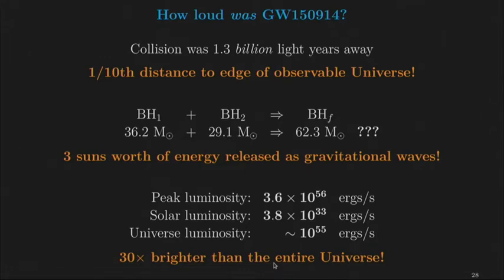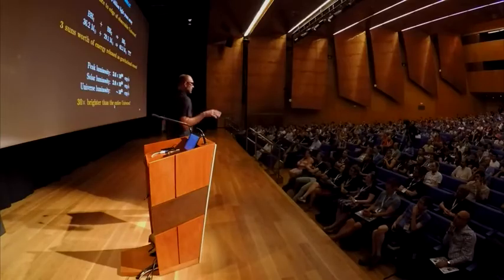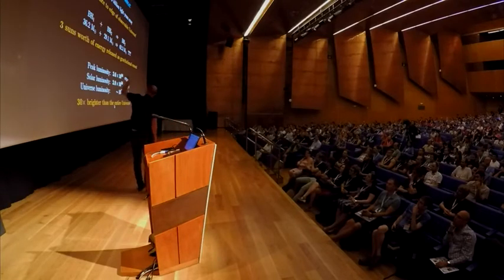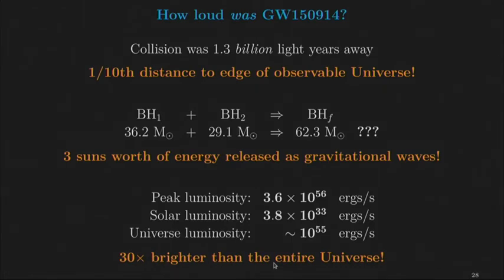This is one of my favorites here. The big black hole was 36.2. That symbol there, M with the circle with the dot, is the mass of the sun. That's what we use frequently in astronomy to measure masses. It's called a solar mass. So this black hole was 36 times the mass of the sun. The other one was 29 times the mass of the sun, and the final black hole was 62 times the mass of the sun. Well, it doesn't take very fancy math to see that that doesn't add up, right? So what happened? There's 3 solar masses missing.